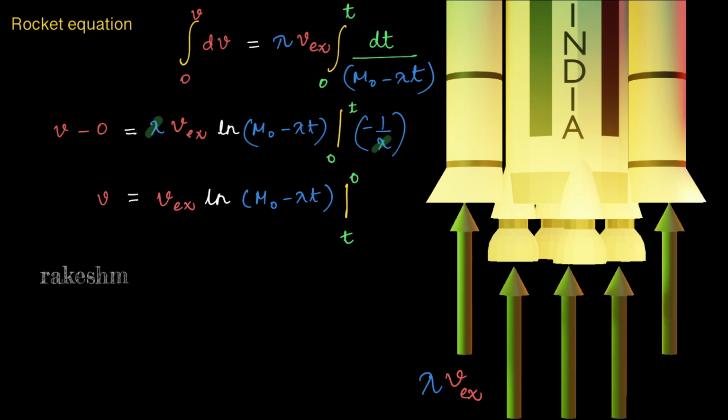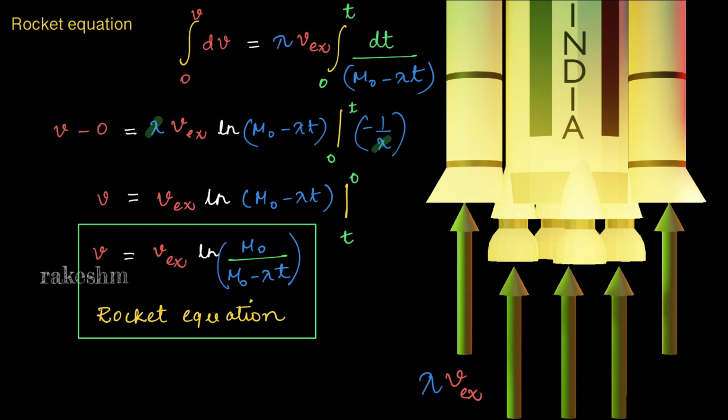We can cancel out lambda and lambda here and we get the expression as v equals v exhaust ln of m0 minus lambda t. I'm taking out this minus and writing t as the initial limit and 0 as the final limit. So by applying the limits, we get v equals v exhaust times ln of m0 divided by m0 minus lambda t. So this equation here is called the rocket equation. I want you to remember this equation also. See, in this equation we have not considered the gravitational force. So this rocket equation is applicable for rockets in space where there is no gravity.